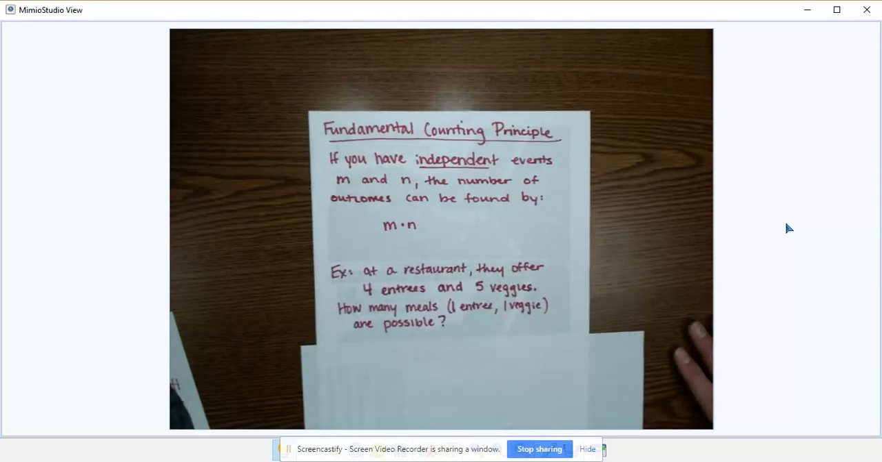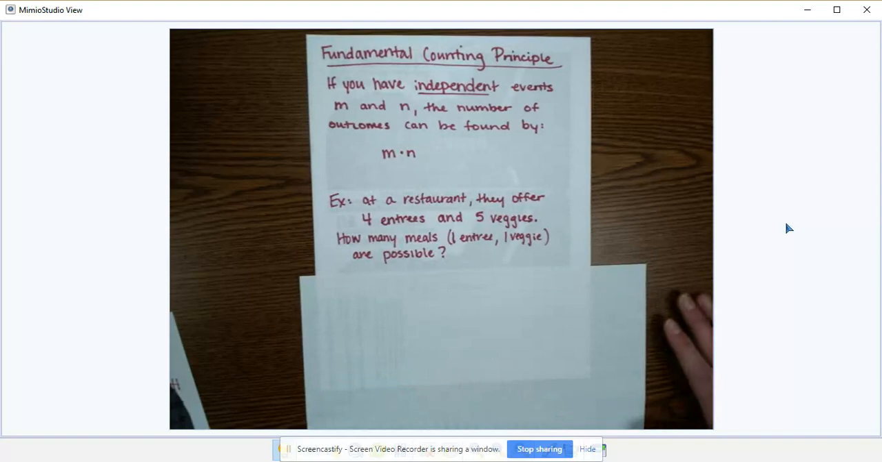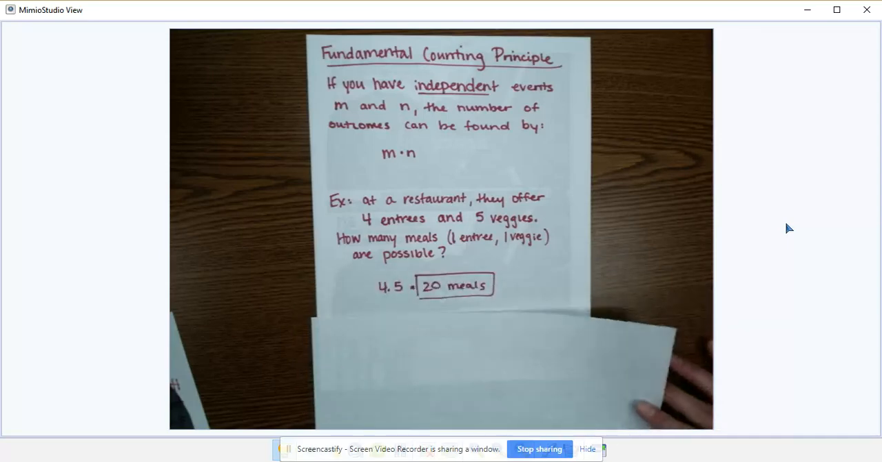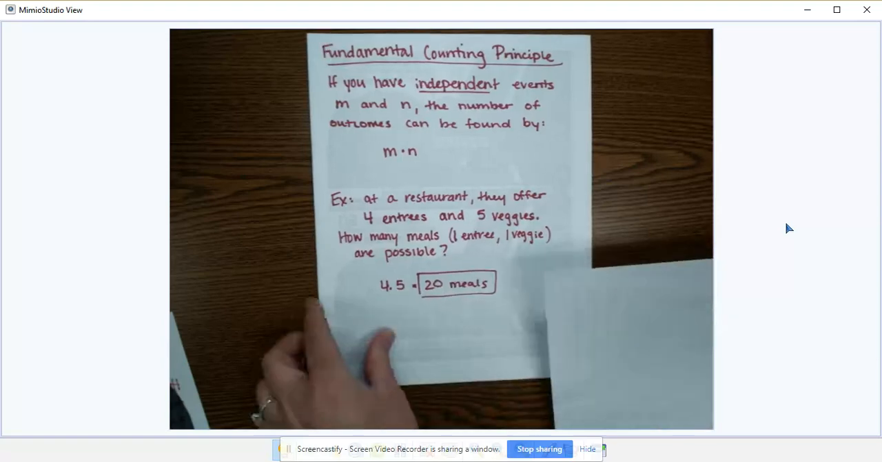Here's another example. If we're at a restaurant and they have 4 different main courses and 5 different vegetable options, we want to know how many meals could we create using 1 entree and 1 vegetable. Well, our entree does not affect our vegetable, so we would just multiply our 4 times our 5. We could create 20 different meals.